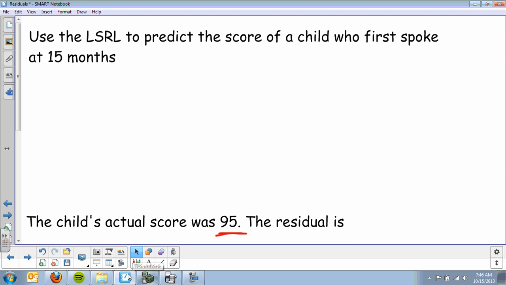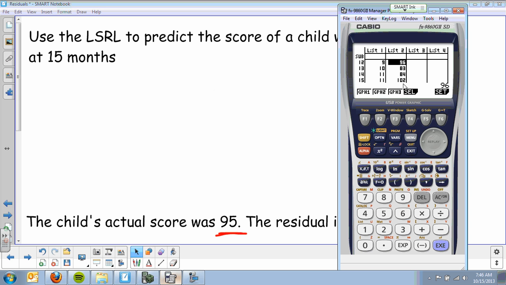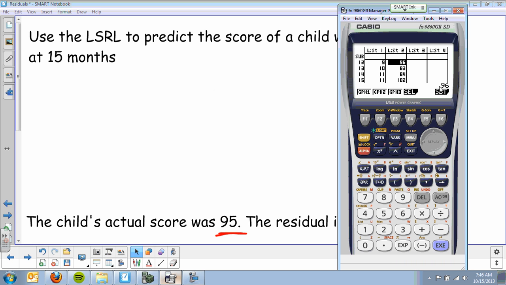On my Casio, I want to go to settings. Oh no, I'm sorry. Hit shift, setup. Shift menu. And see the second one down says resid list. It automatically calculates all the residuals. So I'm going to hit list 3. Okay, list 3.